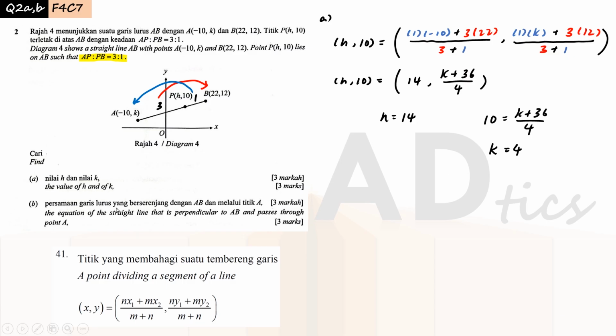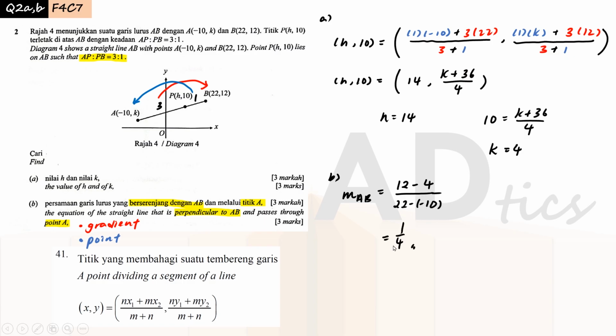For part B, we need to find the equation of the straight line which is perpendicular to AB and passes through point A. Alright, so to find the equation of a straight line, we need to have two things. One is the gradient and the other one is the point. Now it says it is perpendicular to AB, so let's find the gradient of AB first. The formula for gradient is y1 minus y2 over x1 minus x2. Let's say B is the first point, so 12 minus k, k is 4, and then I divide by x1, which is 22, minus -10.